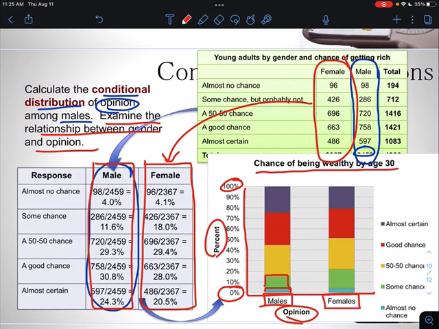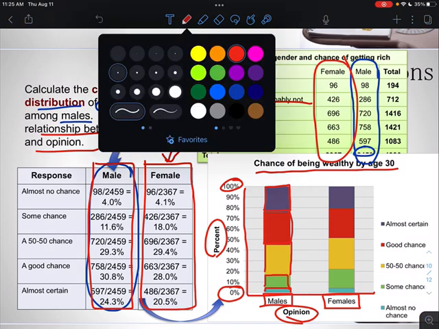And then from there, they added in the 29.3 for 50-50, and they just kind of kept building their graph, adding the percentages over and over until they get to the final, which should reach 100%. And then the same thing for females.